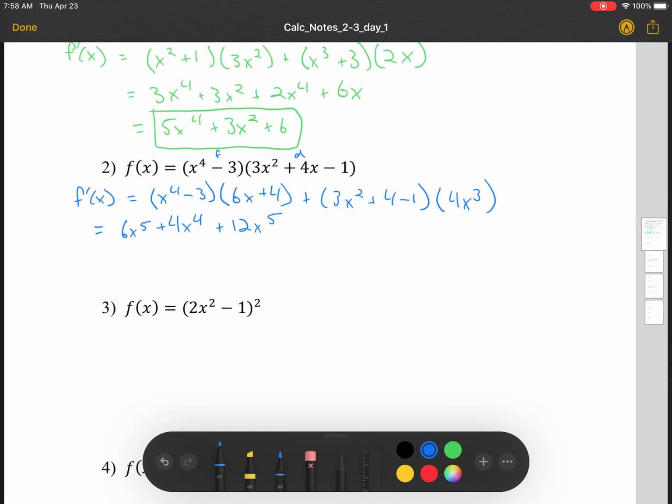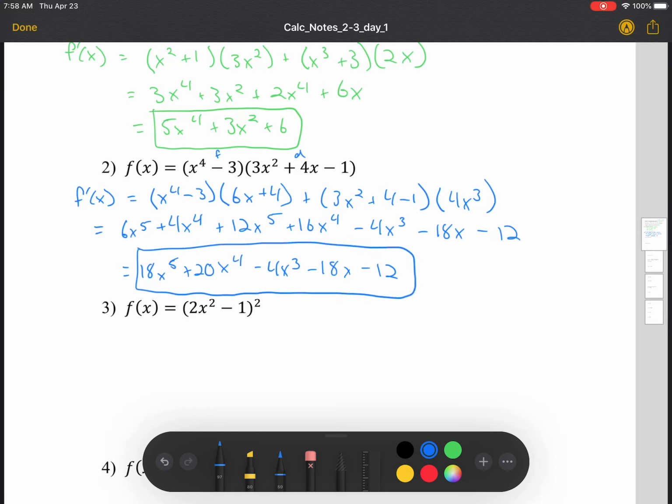6x to the 5th plus 4x to the 4th plus 12x to the 5th, 16x to the 4th, minus 4x to the 3rd, minus 18x, minus 12. So we should have something like that. We're going to combine like terms for our final answer. 18x to the 5th, plus 20x to the 4th, and so on, minus 12. This big long thing, that's your final answer. That's simplified.